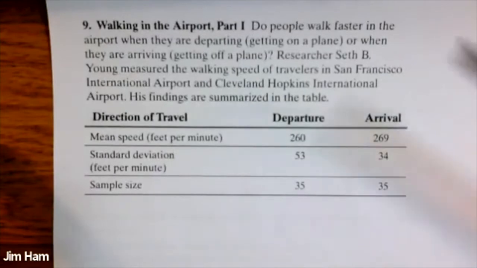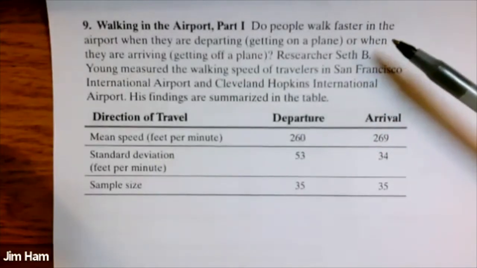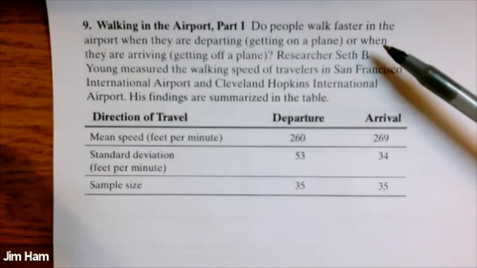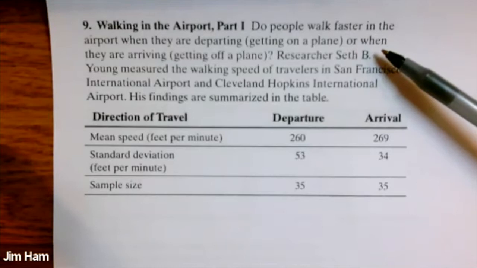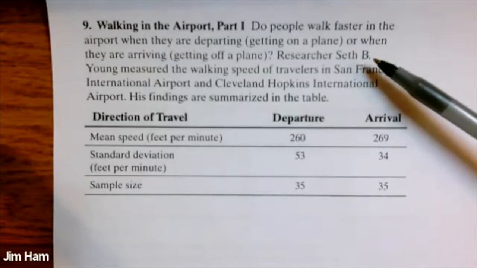Okay, let's take a look at an example. Walking in the airport. Do people walk faster when they're departing an airport, getting on the plane? Do they walk faster to their plane? Or when they are arriving, when they're getting off the plane, do they walk faster?